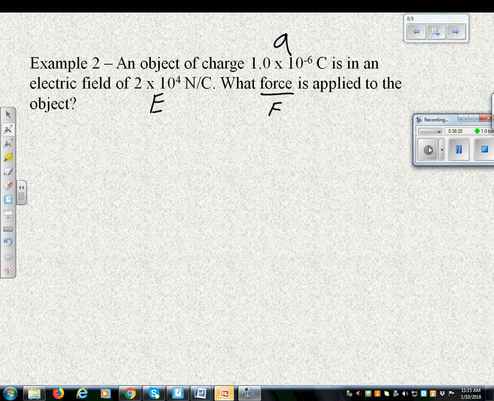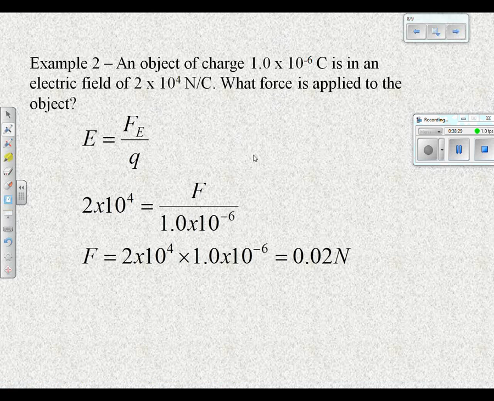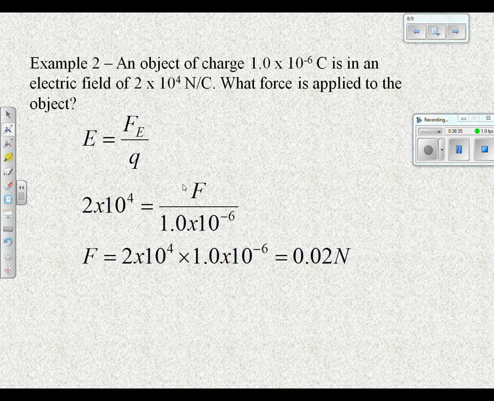E equals F over Q. Excuse me? E equals F over Q. But now you're going to have to solve for F. Right? It would look like this. E equals F over Q. The E value is 2 times 10 to the 4. The F is on top. You have to multiply. Here's where the scientific notation gets a little bit messy. Right? You got to be able to handle that on your calculator. That's the answer you should get. I'm just going to leave that up there.